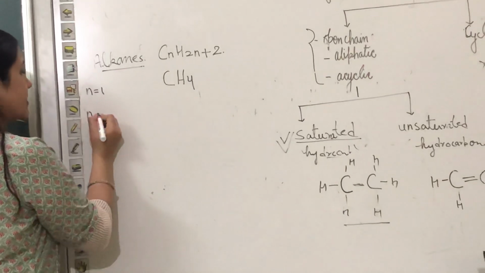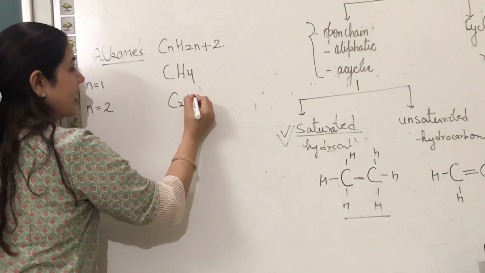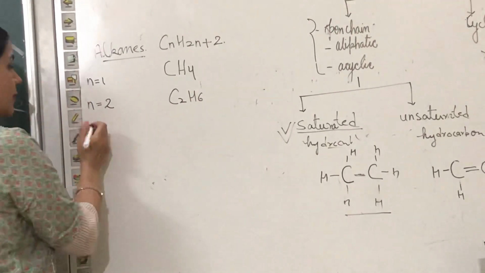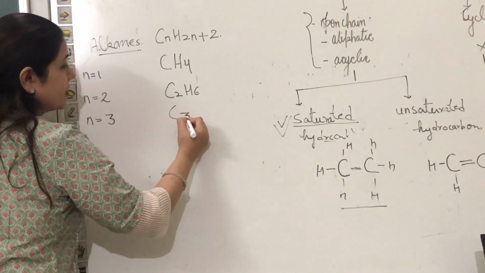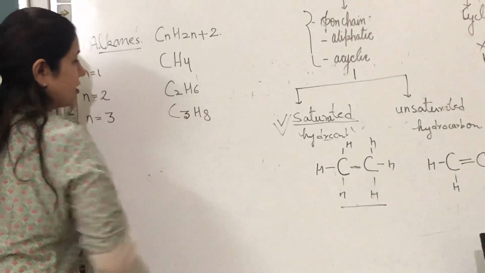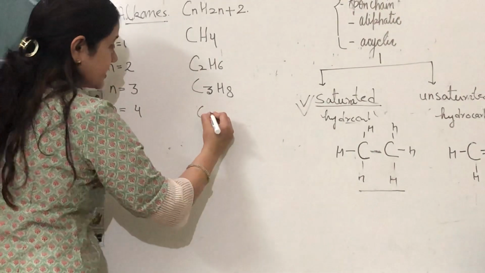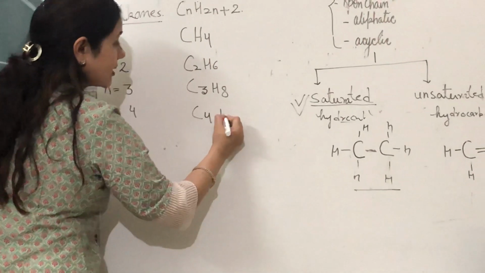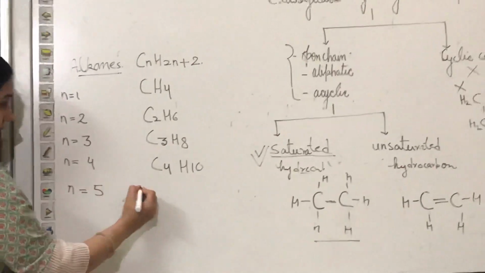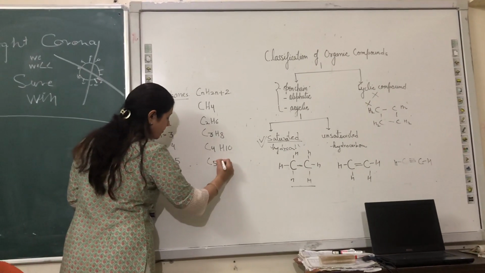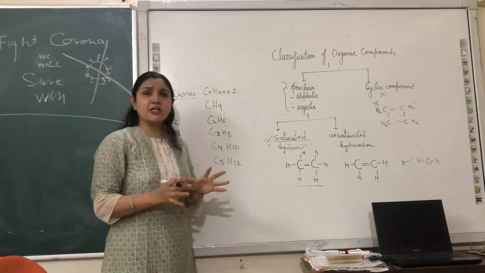If you put n equal to 2, it will come C2H6. If you put n equal to 3, it will come C3H8. If you put n equal to 4, it will come C4H10. If n equal to 5, it will come C5H12. Now, what are the names for these?